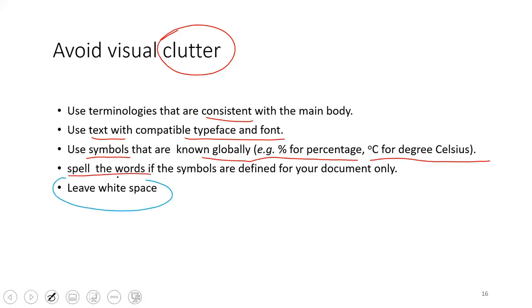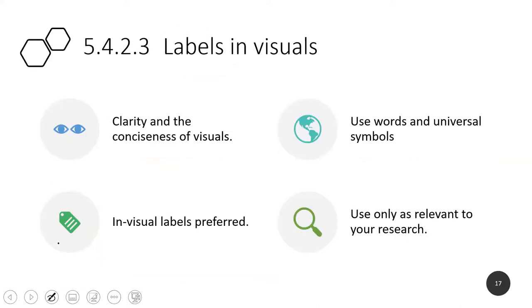Gotta leave some white space. Okay, what is white space? Just to make your figure look more pleasant. It's not crowded. For labels, again, clarity, conciseness. You only label those relevant to your research. Use words and universal symbols.